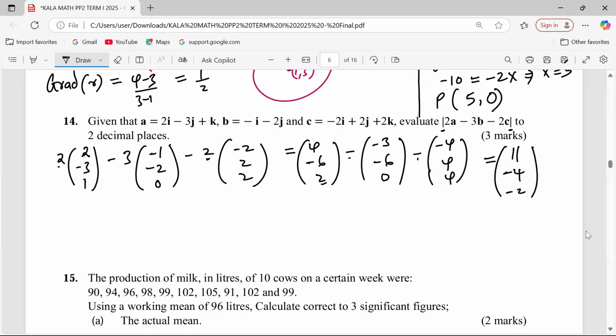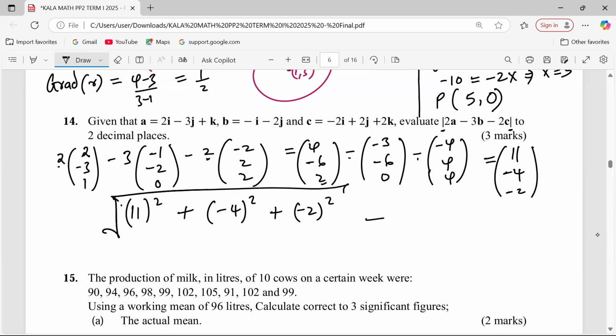So we can now get the magnitude, whereby you need 11 squared plus negative 4 squared plus again negative 2 also squared. So this is now going to be equal to the square root of 11 squared plus 16 plus 4. I'm getting 11.87 to 2 decimal places here. 11.87 units, because these are length units that way.